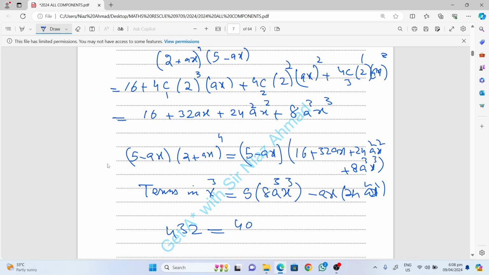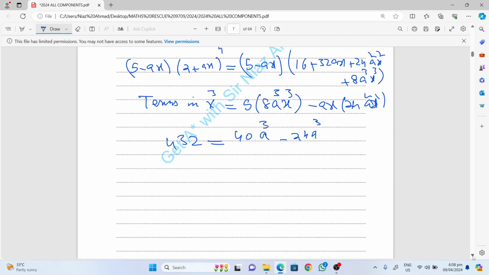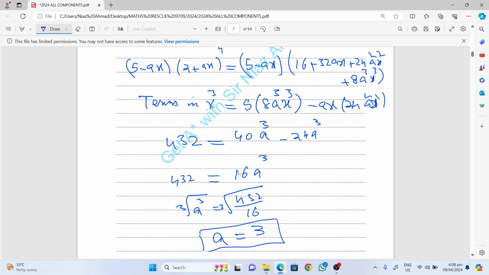So it is 40a cube minus 24a cube. We want to find the coefficient of a cube. Take a cube common, so this is actually 16a cube equals 432. So a cube equals 432 over 16, and take the cube root of that. So a is equal to 3. That was simple.